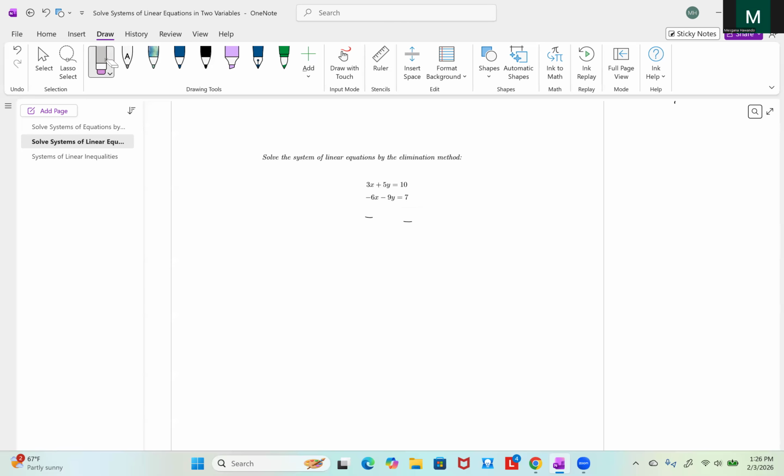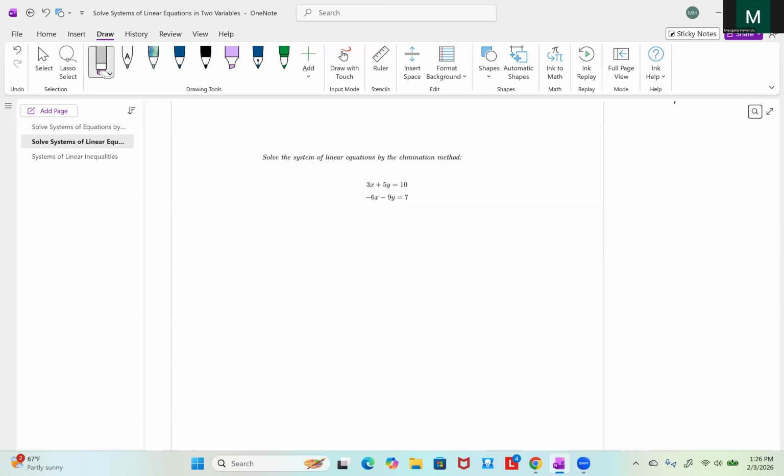So what do we need to do? We can add or subtract. We can also subtract, but even if we subtract, one of the variables will not be eliminated. So 3x minus 6x is 9x, and 5y minus 9y is 14y, is equal to 3. 10 minus 7. Still, we didn't eliminate a variable.